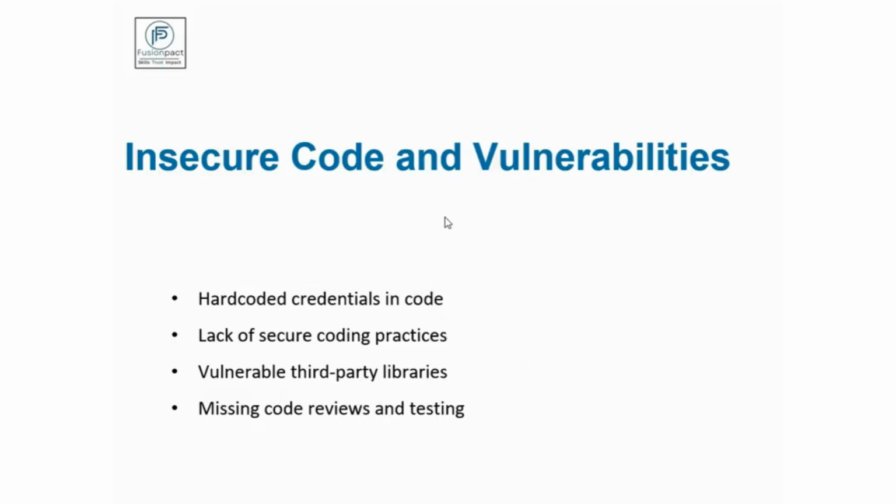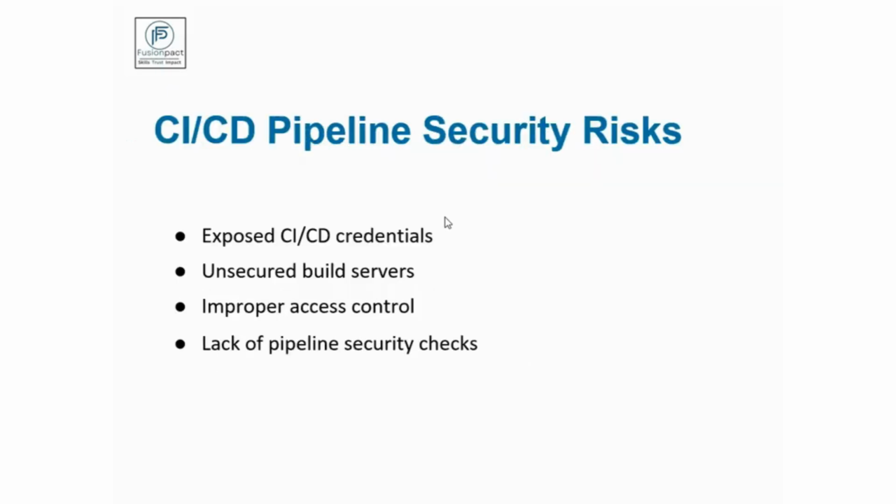CI/CD pipeline security risks. In CI/CD, we may expose the credentials. There can be unsecured build servers, where access is given to a large number of people, so that the server is unsecured. We also don't have proper access control, and missing security checks in the pipeline may cause security risks.